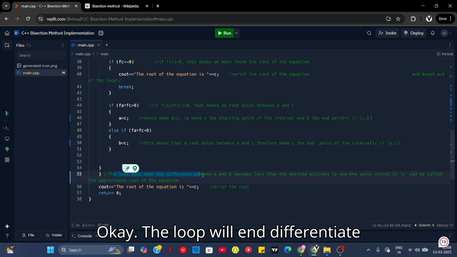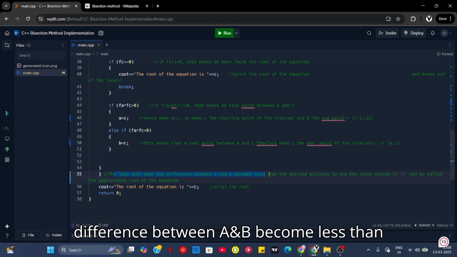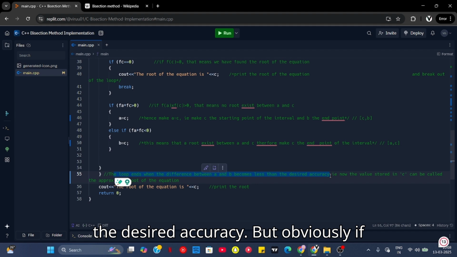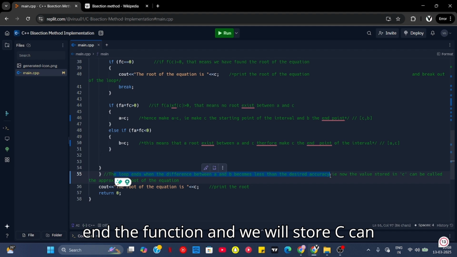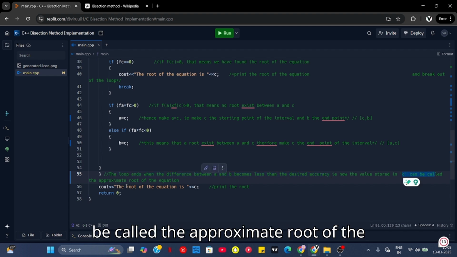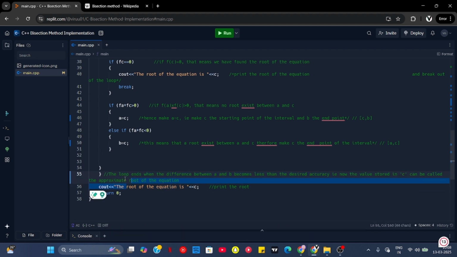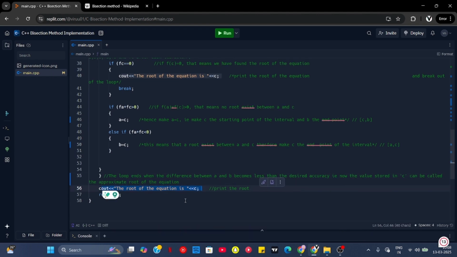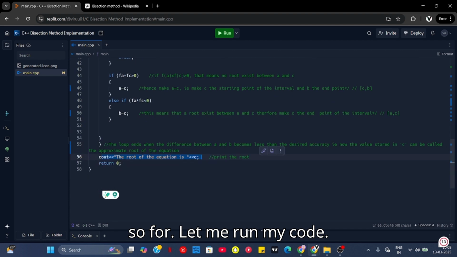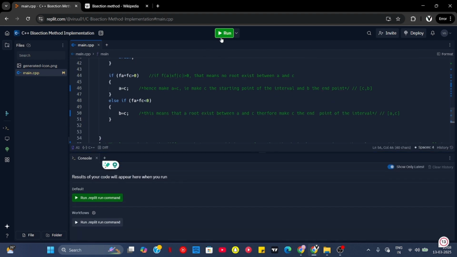The loop will end when the difference between A and B becomes less than the desired accuracy. If the difference between A and C becomes less than the desired accuracy, then it will end the function and we will store C as the approximate root of the function, and we can say this is the root of the function. So let me run my code.